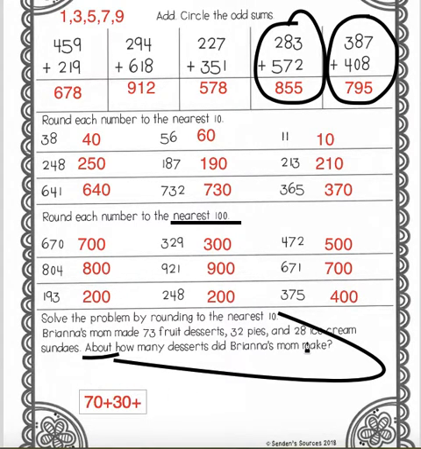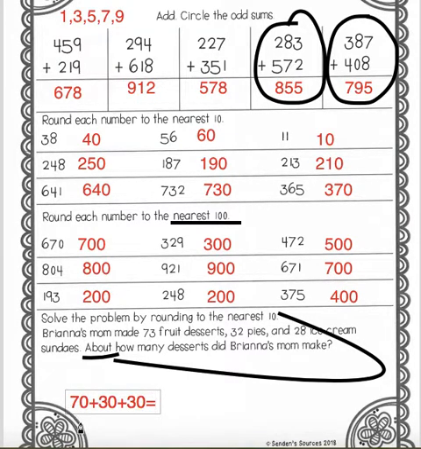Plus 28 ice cream sundaes. So we have a 2 in the tens place. We have an 8 to the right of it. This is 5 or greater, so we will have to add 1 here. So this will round up to 30. Now we can add these up. So 70 plus 30 plus 30.